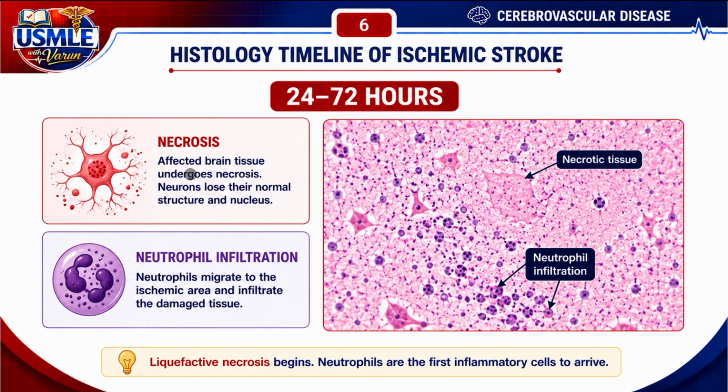The affected brain tissue undergoes necrosis, and neurons lose their normal structure and nucleus. Neutrophil infiltration also begins in the 24 to 72 hours timeline. Neutrophils migrate to the ischemic area and infiltrate the damaged tissue.